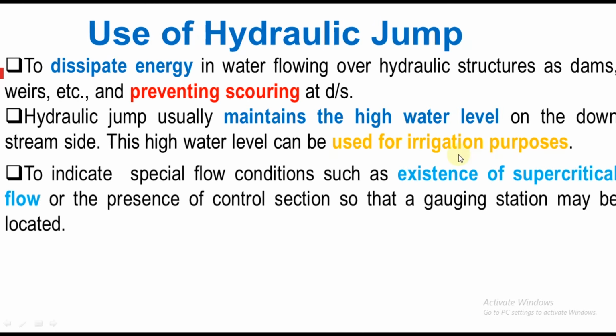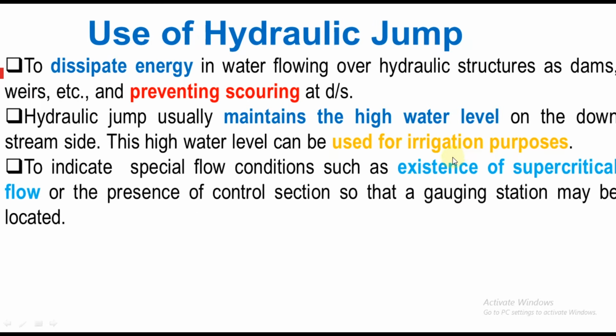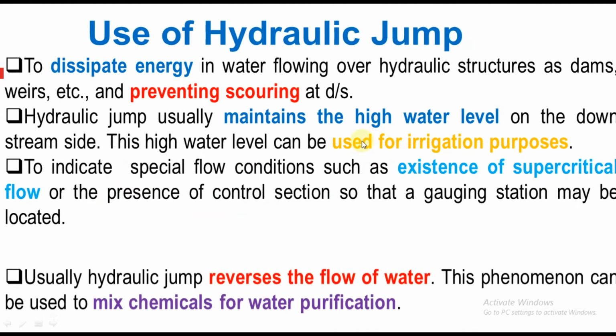If the hydraulic jump takes place, it indicates a special flow condition such as the existence of supercritical flow or the presence of a control section, so that a gauging station may be located. So if there is a hydraulic jump, obviously we can use that hydraulic jump section as a control section. This control section we are going to discuss in the chapter on gradually varied flow. So we can identify that control section from where we can carry out the measurement, and those measurements can be applied to all other sections.